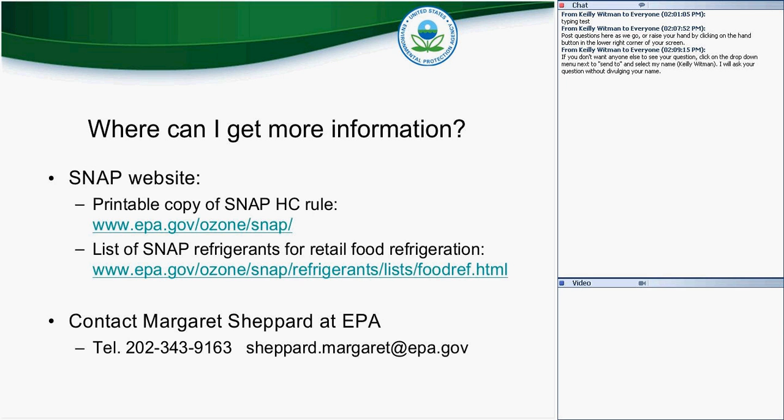Okay. Let's see. It is only legal to use these substances in new equipment, right? It is not legal to use propane as a retrofit or service replacement. That's currently true, yes.